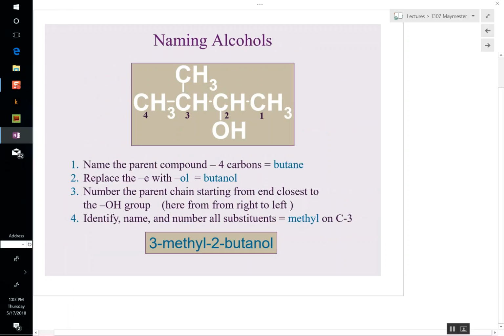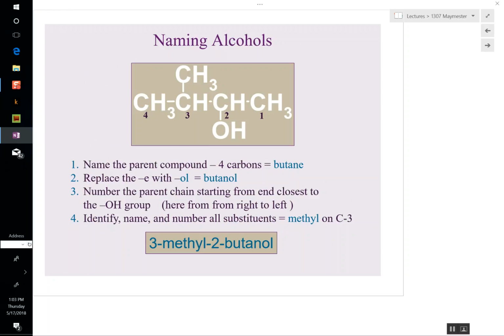All right, here's an example. So again, rule number 1 is find the longest chain. Okay, choir? That's what you're supposed to say. Say rule number 1. Find the longest chain. Doesn't matter that we're now talking about alcohols. That's still the starting point.